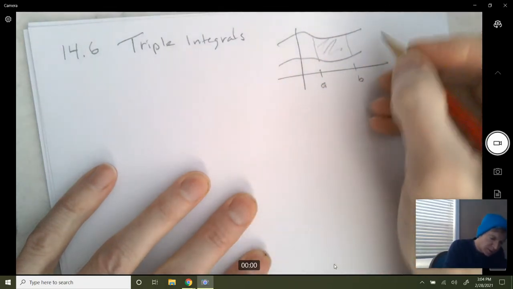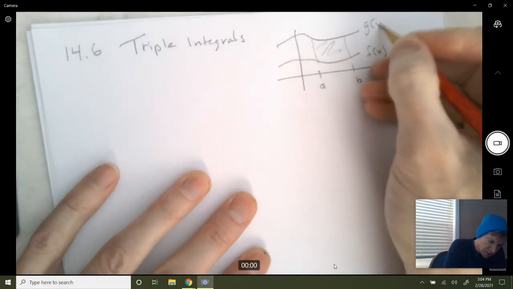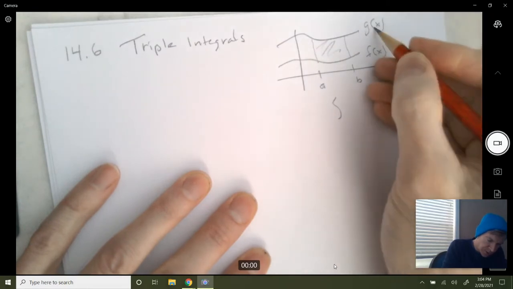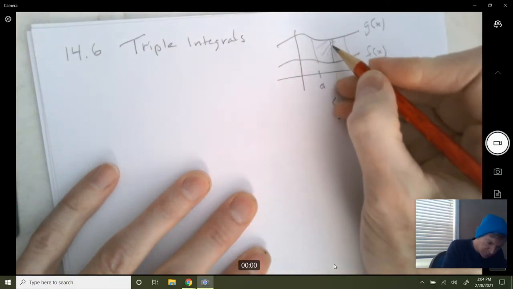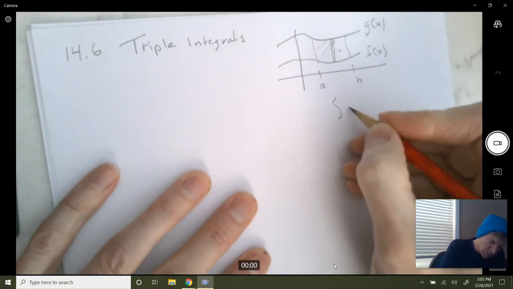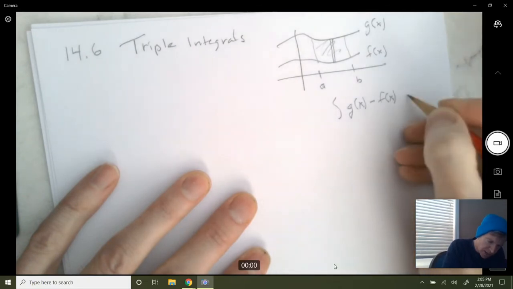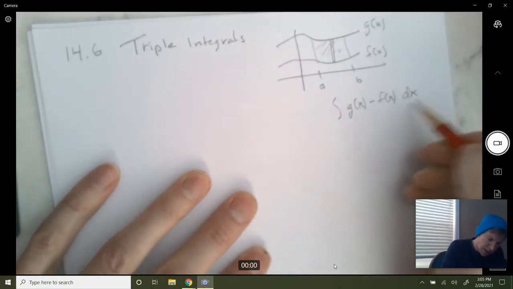If we want this area, let's say this function here is f of x, this one is g of x. You could do that with a single integral. And you take the top one, this y value, minus this y value. So g of x minus f of x, dx, and your x goes from A to B.